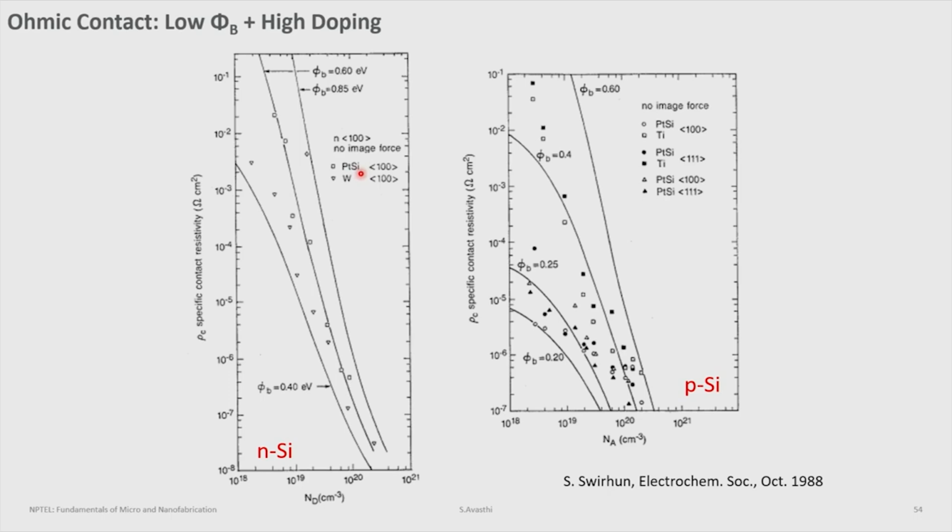Similar sort of effects are seen on p-type silicon, where once again specific contact resistance is a function of doping. In general, higher doping is always better, higher the doping, lower the specific contact resistance, but specific contact resistance also depends upon the barrier. Lower the barrier, lower the specific contact resistance.